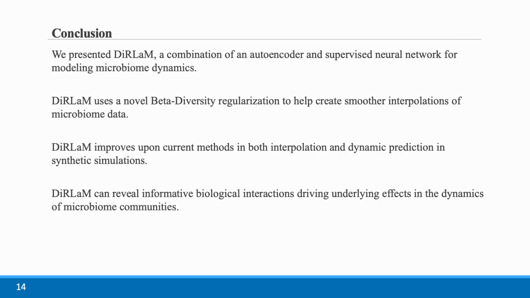So in conclusion, in this talk we presented DiRLaM, a combination of an autoencoder and a supervised neural network for modeling microbiome dynamics. DiRLaM applies a novel beta diversity regularization to help create smoother interpolations, and we showed that DiRLaM improves upon current interpolation and dynamic modeling techniques. Additionally, DiRLaM was able to learn significant and informative factors in real-world longitudinal microbiome data.